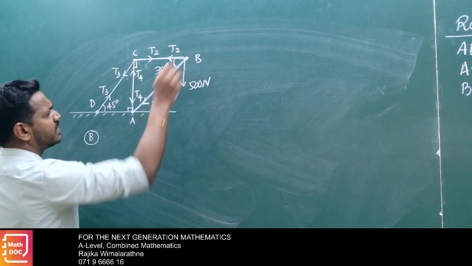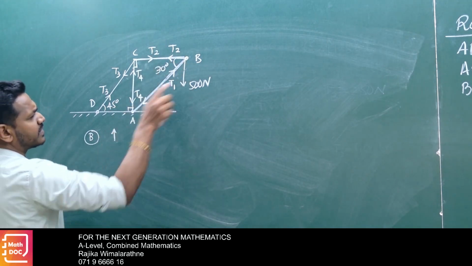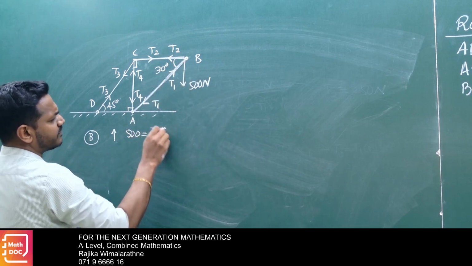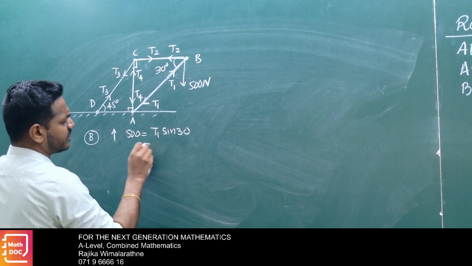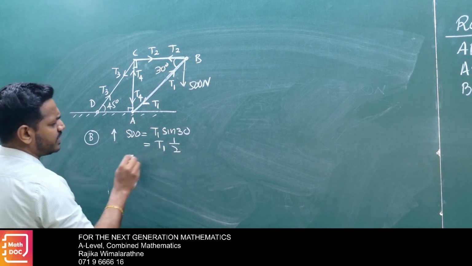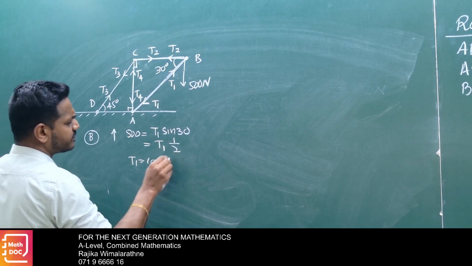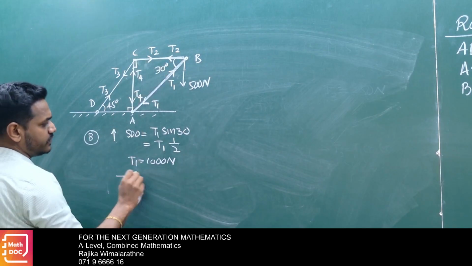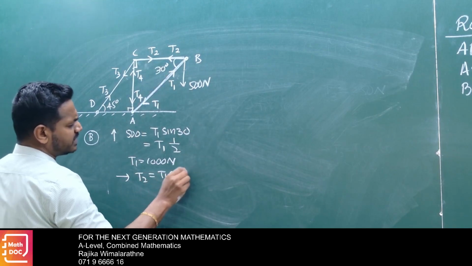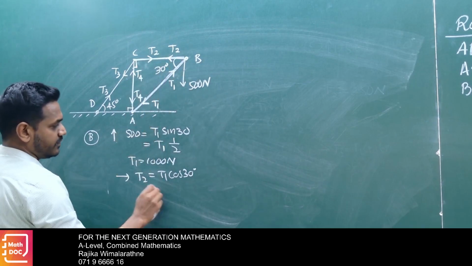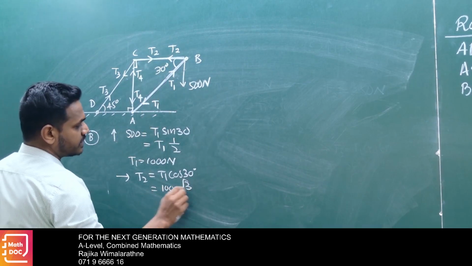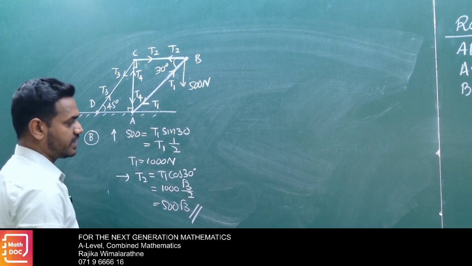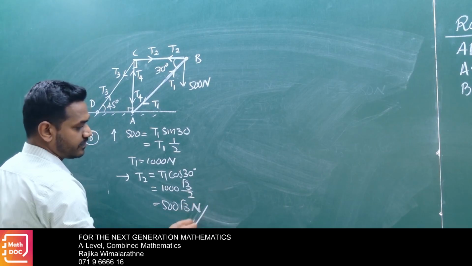Vertex B. Resolve vertically. Then 500 equals T1 sin 30, T1 half. Then T1 is 1000 newtons. Then resolve horizontally. T1 cos 30 equals T2. Consider only this vertex B. 1000 cos 30, root 3 over 2, 500 root 3 newtons. That is T2. Continue with me.